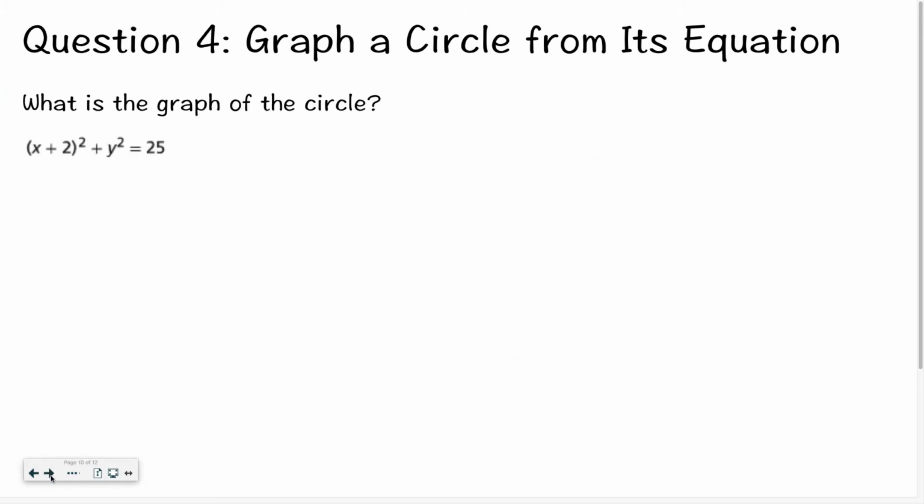So I want you guys to try to graph this on your own. I recommend figure out what is your center, what's your radius, and then draw your graph. Good luck.